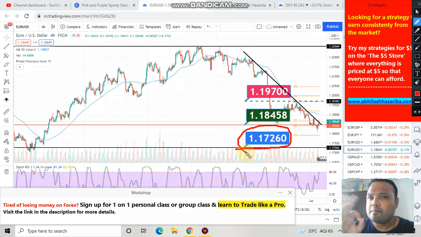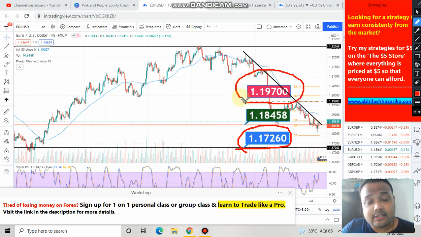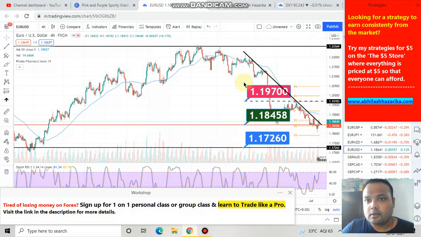1.1726 is the most crucial level in the market, because this support level belongs to the weekly chart. On the other hand, you can see that we have got another two levels. The first level is 1.1970 on the upside as the resistance, and we have got 1.1845 on the downside as the support. Let me zoom out so that you can see clearly.